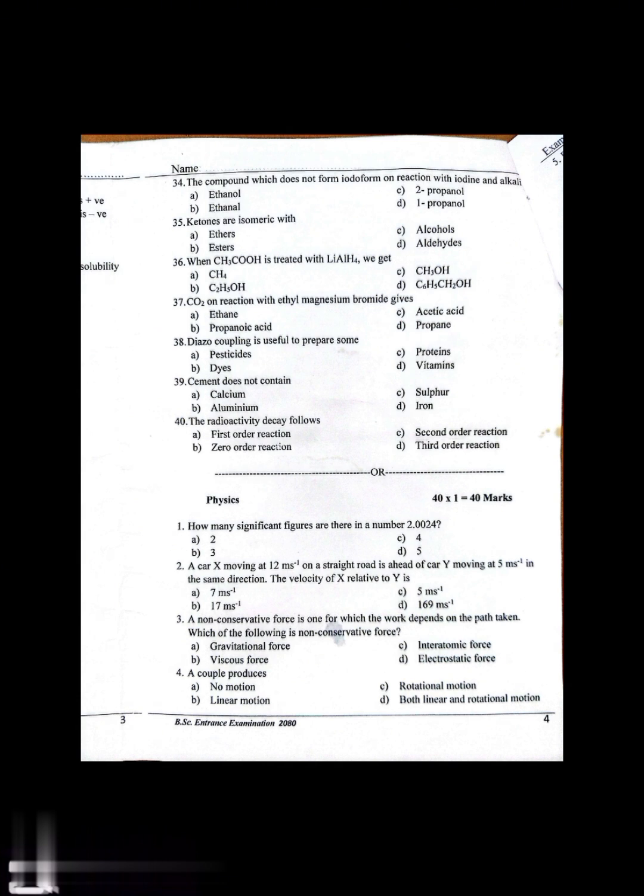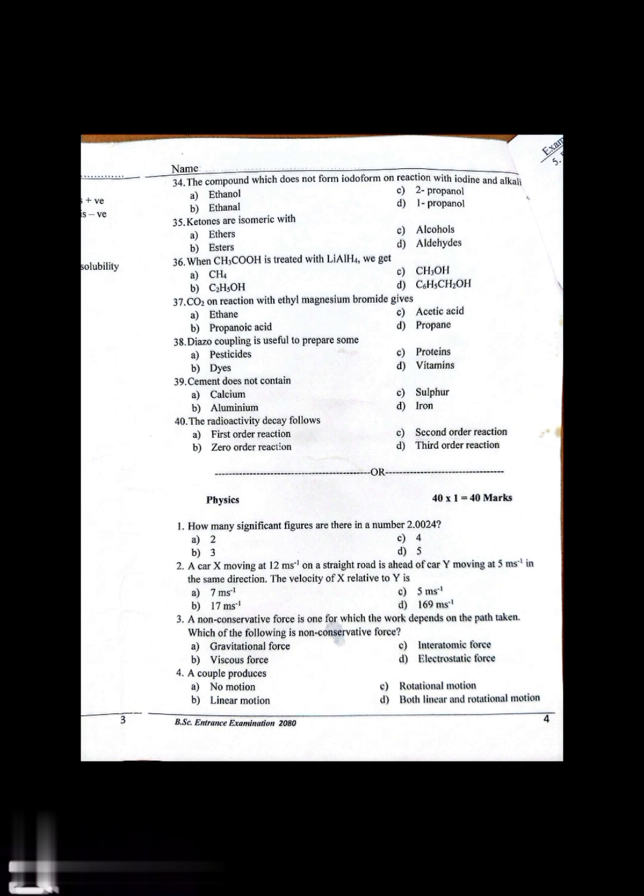3. A non-conservative force is one for which the work depends on the path taken. Which of the following is a non-conservative force? A. Gravitational force, B. Viscous force, C. Interatomic force, D. Electrostatic force.